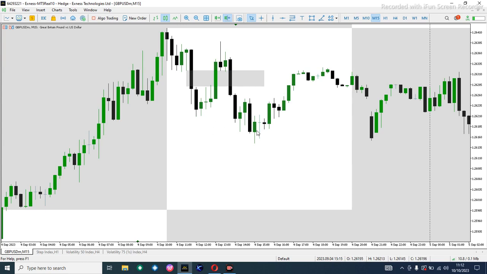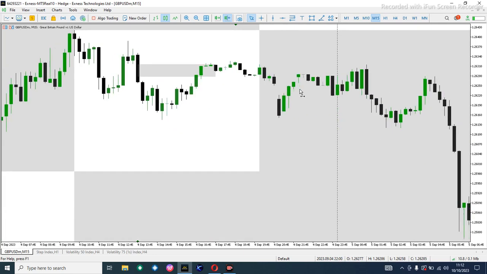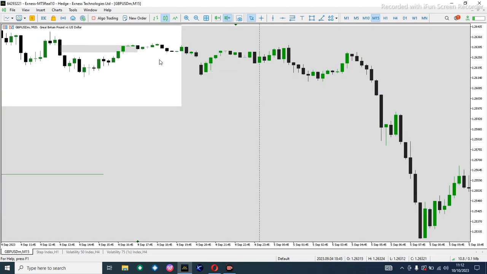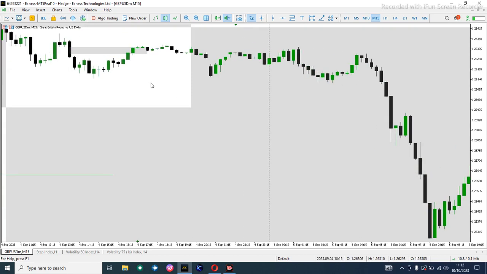After breaking that low, what do we have next? We have a fair value gap. Was the fair value gap touched? Yes, it was touched. And now what do we have again? This is a new day. Now let's put out the Asian range on this new day. This is the Asian range that you can see here.